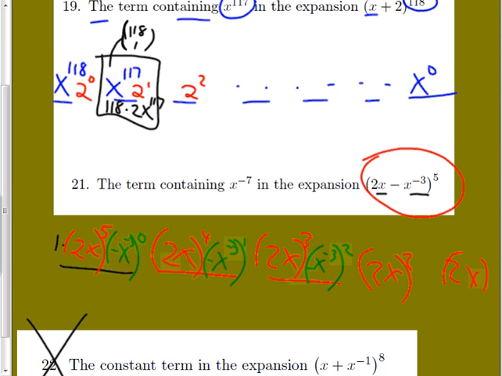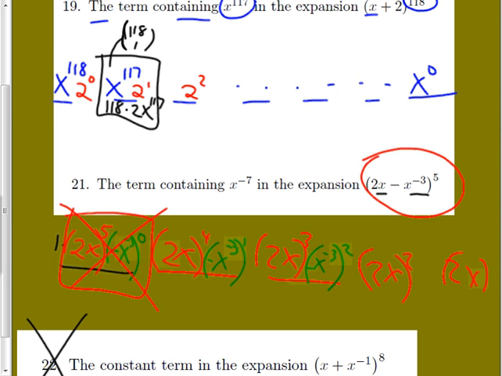And now I can start actually putting these together and saying which of them would have an x to the negative 7. This would have an x to the 5th and an x to the negative 3rd. And what do you do to those? You add them. 5 plus negative 3 makes what? X to the 2nd. So does my first term qualify? No, it's got x to the 2nd, not x to the negative 7th. That's out.